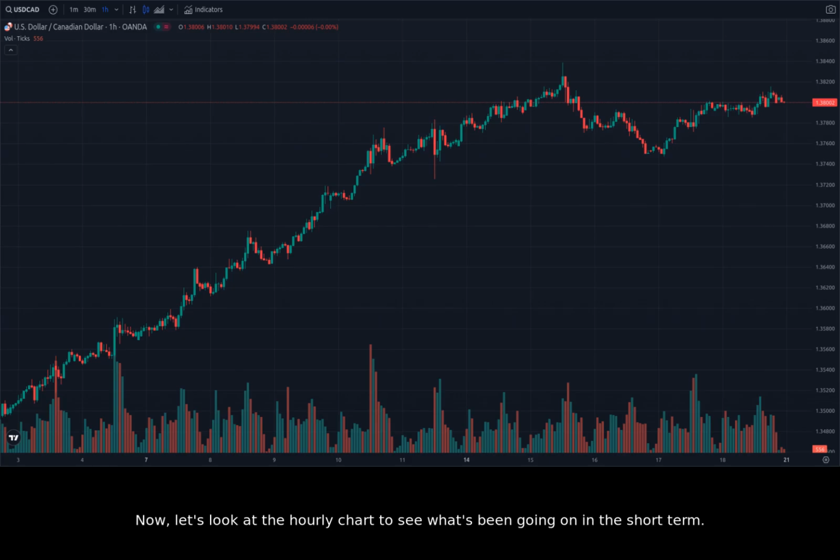Now, let's look at the hourly chart to see what's been going on in the short term. Looking at the past few hours, the price has been oscillating around the 1.37 level. This indicates that there's a battle going on between buyers and sellers. It will be interesting to see what happens once the Bank of Canada makes their rate decision next week.